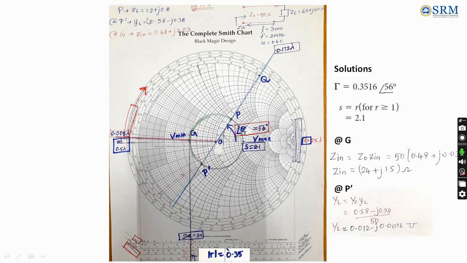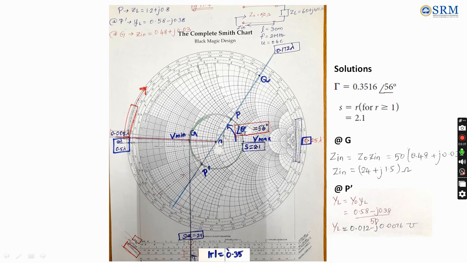And here in this problem, we can find one more data that is not asked in the question, that is the load admittance, YL. Already we have plotted the normalized load impedance, ZL. So a quarter wavelength, this is a quarter wavelength. A complete circle is half wavelength. This quarter wavelength will convert impedance into admittance.